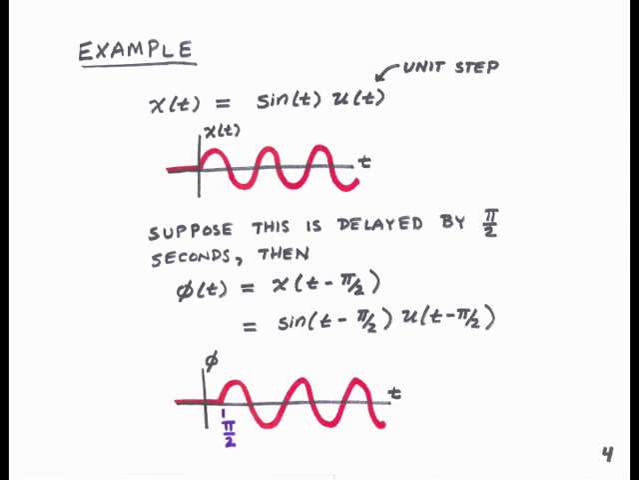Phi of t is sine of t minus pi over 2 times u of t minus pi over 2. We have to replace the t in u of t by t minus pi over 2 to get the correct definition of this time-shifted signal.